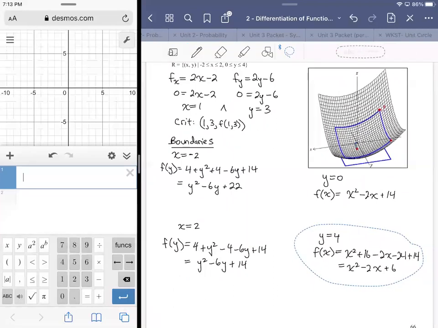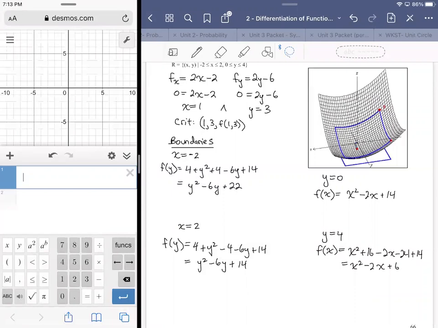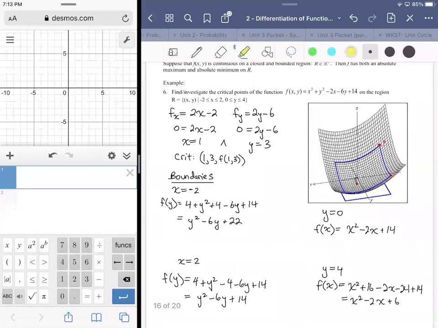Professor, quick question. On the first boundary, x equals negative 2, why is that plus 22? When I replaced the x with a negative 2, I got a 4. When I replaced this x with a negative 2, I got a positive 4. And then I had a 14 here. So 4 plus 4 plus 14. So you got negative 2 times negative 2, right? Yeah. Okay, gotcha.